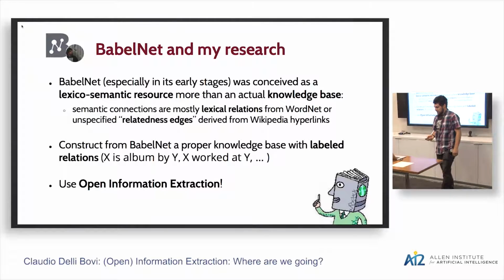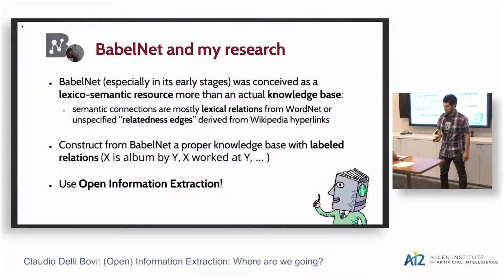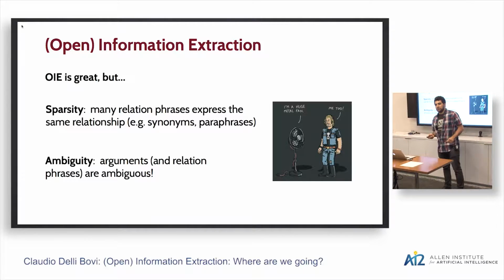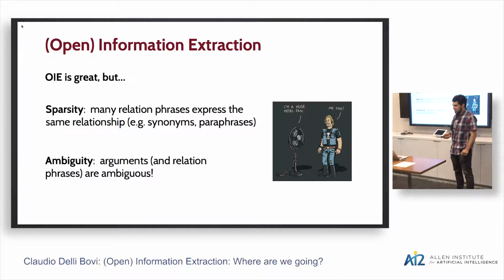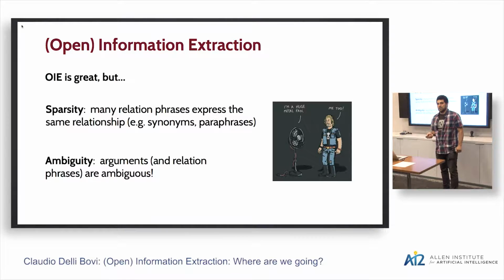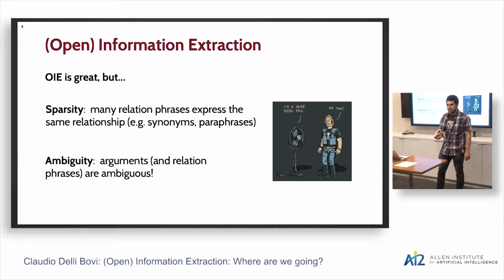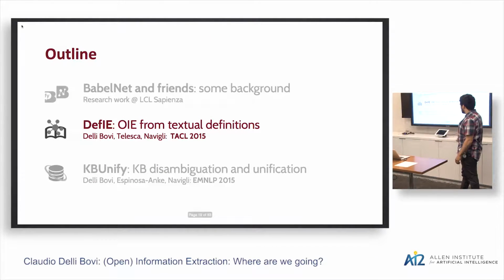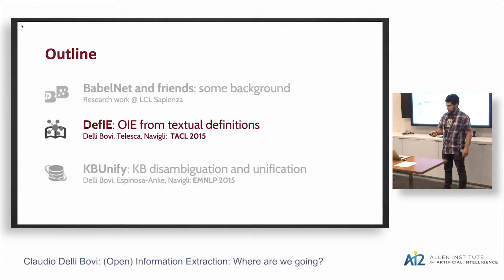In order to do this, we thought to use open information extraction, which, being inherently unsupervised, actually fits perfectly with our way of working here. OIE is great, but in order to be able to use it, there are many issues that we have to face. The first one is sparsity, since you don't have a predefined set of relations, you may gather many relational phrases that express the same relationship because of synonyms, paraphrasing, and many other phenomena. And you also have ambiguity, because arguments and also the relation patterns themselves are ambiguous. Now, recent work on open information extraction has been trying to deal with these things, but I'll show you the way I tackled these two issues.